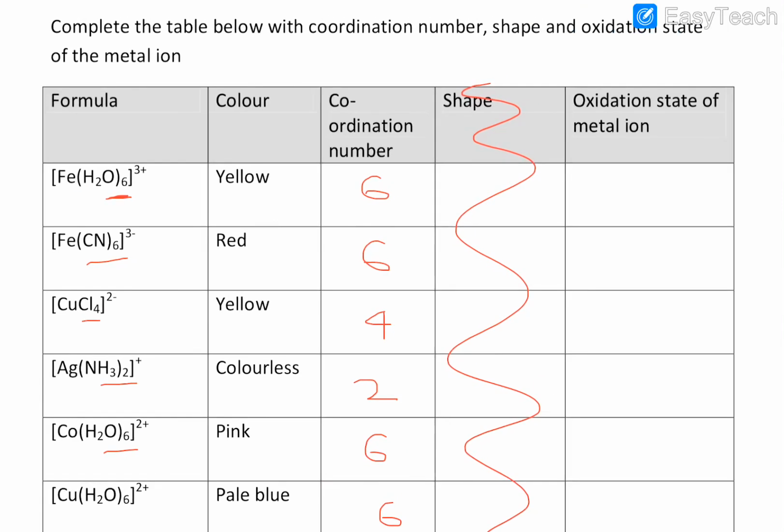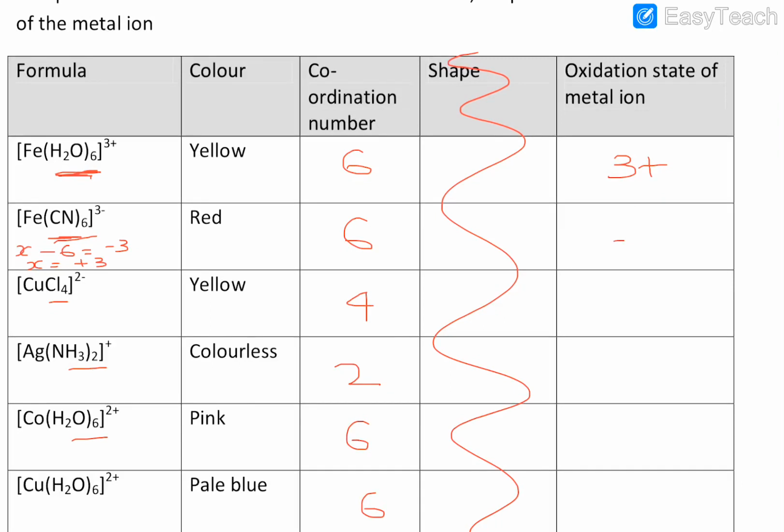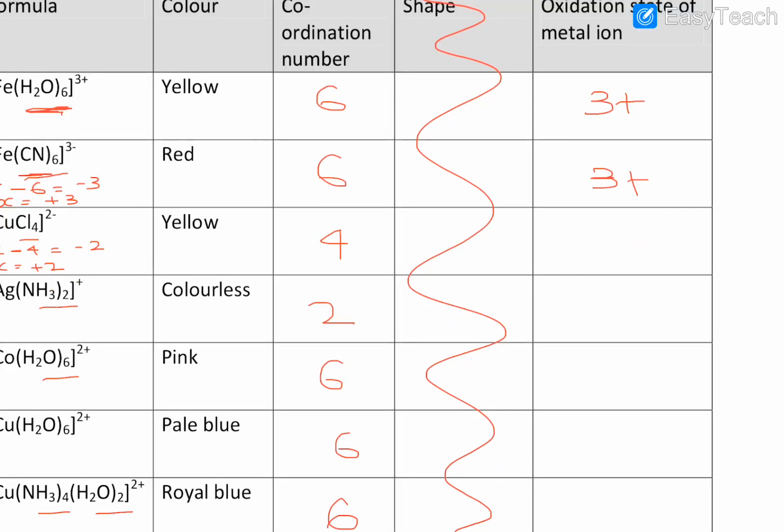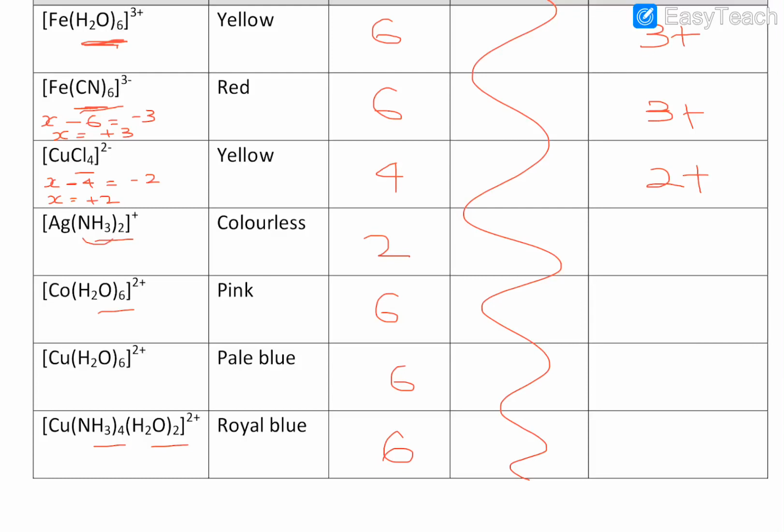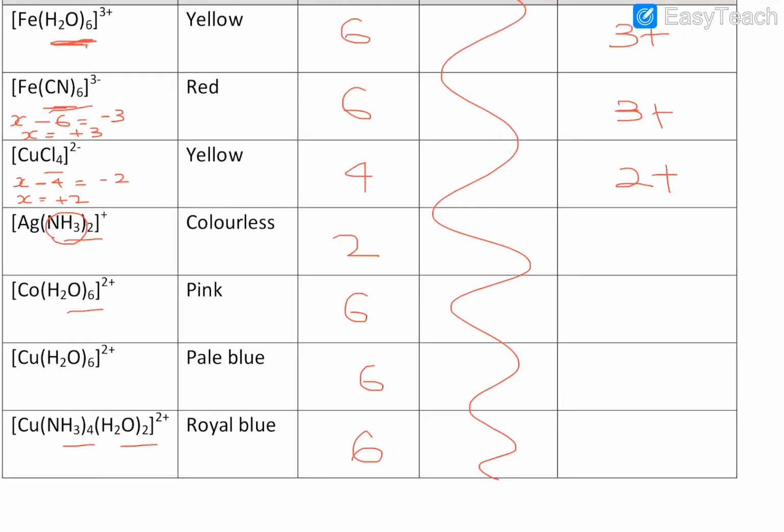And the oxidation state on the metal ion: water is neutral, so Fe is going to be 3+. CN is minus, so you'll have to calculate it. So 3+. Here Cl is Cl minus, so calculate. And here 2+. Ammonia is neutral, so it's going to be Ag+. H2O is neutral, so Co2+. Neutral, Cu2+. Here both of them are neutral, so it's Cu2+. There you go.